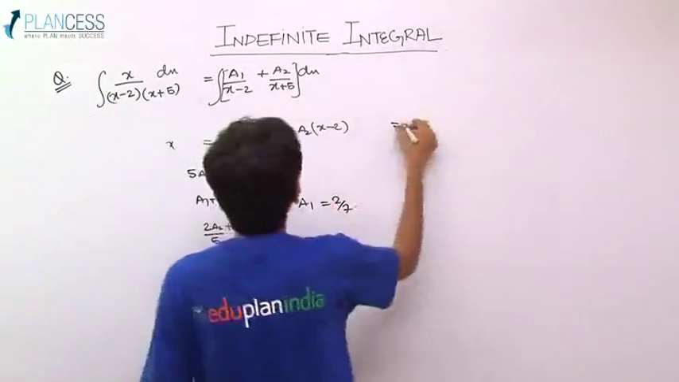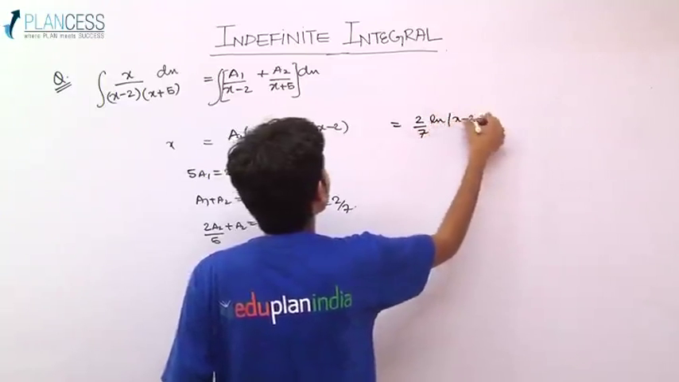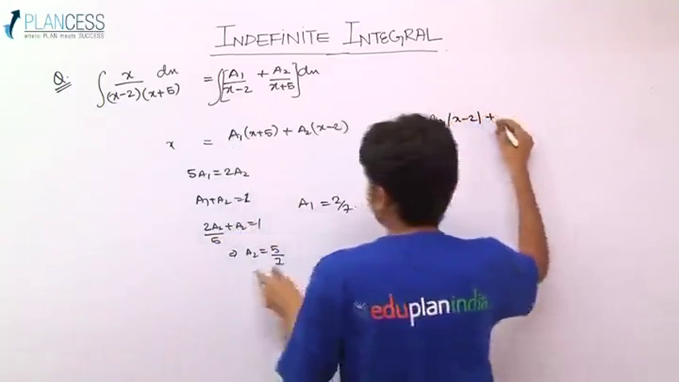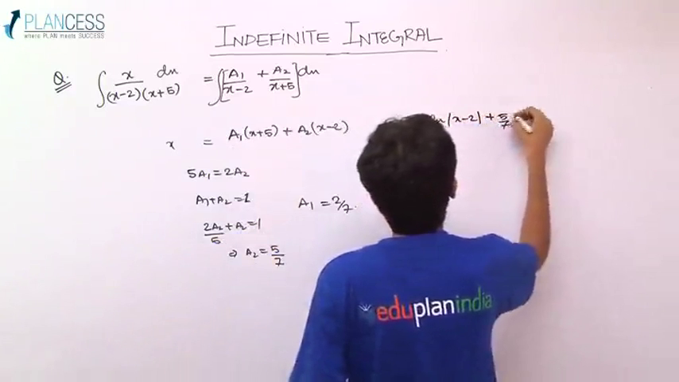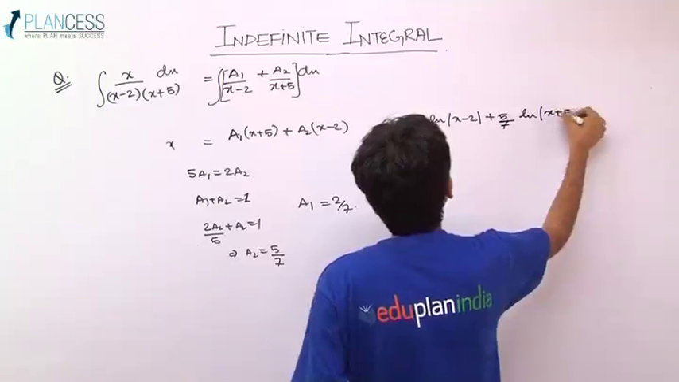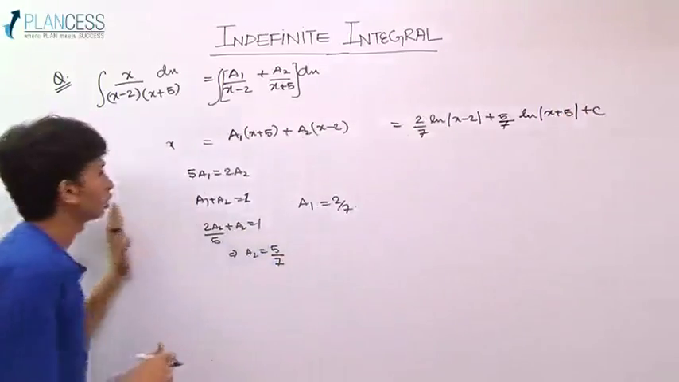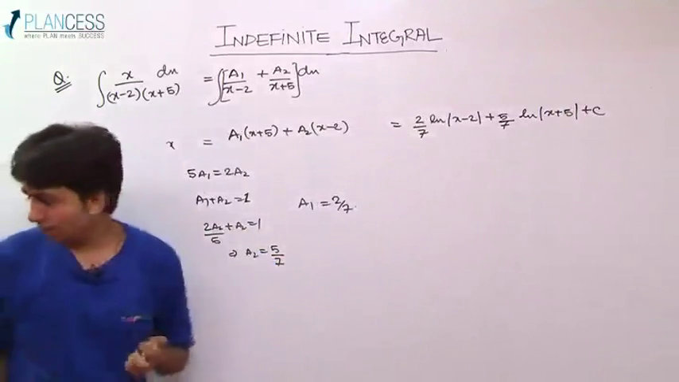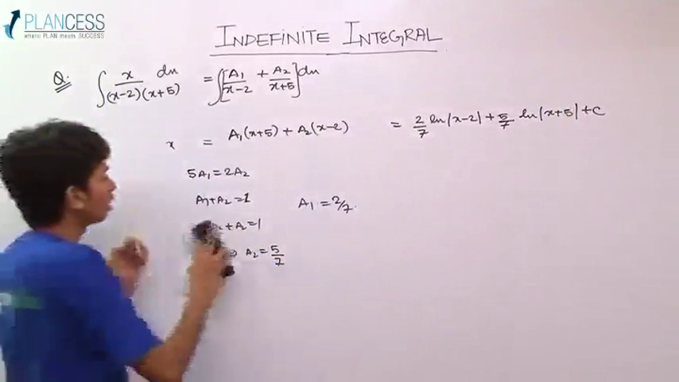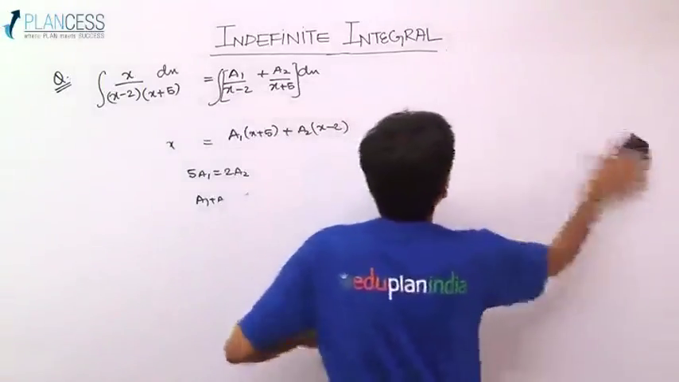So this gives us a1 is 2 by 7, integral gives us ln mod x minus 2, plus a2 is 5 by 7, ln mod x plus 5, plus c. So another easy example just to show you how it is done. So now let's take an example with a higher degree in the denominator so that you know that as well.